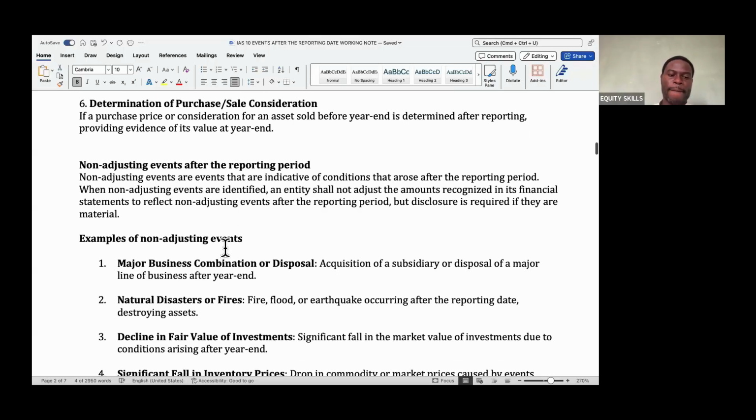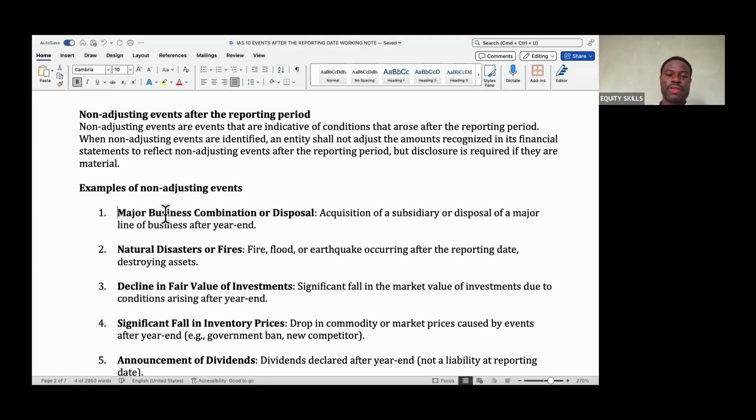Examples of that are a major business combination or a disposal after the year end. This is a non-adjusting event. You don't need to adjust your report for that because it's a new transaction that is happening. Or maybe there was a natural disaster or fire that occurred in our factory after the reporting date. Nobody knew that fire was going to occur. Nobody planned for that. It's a new transaction.